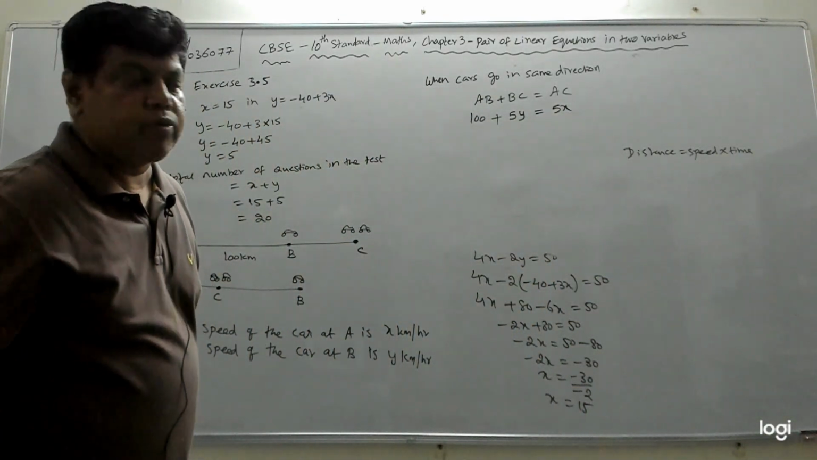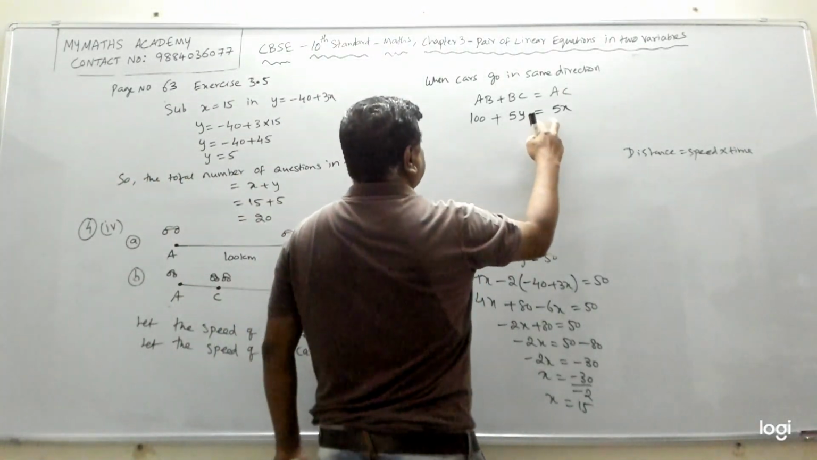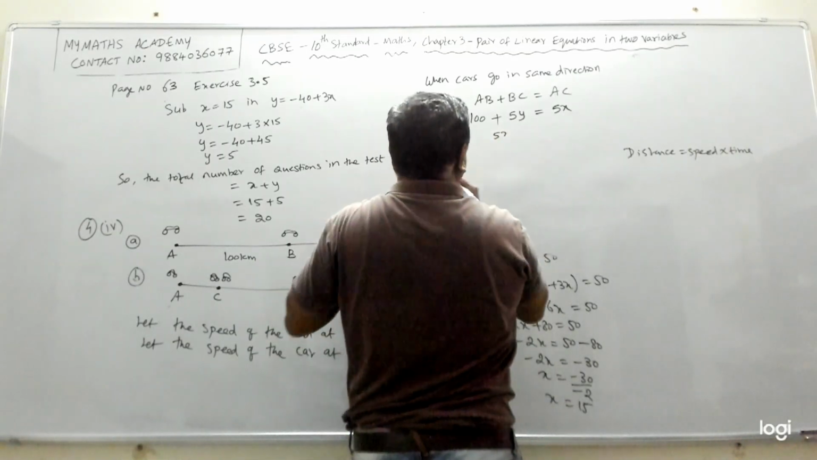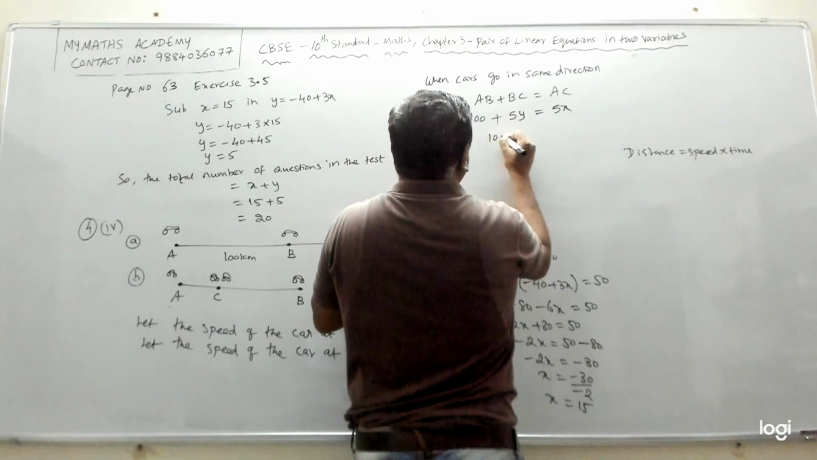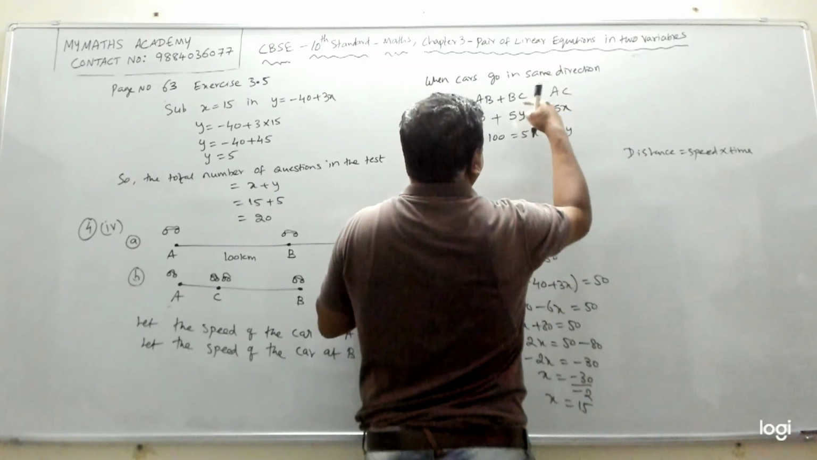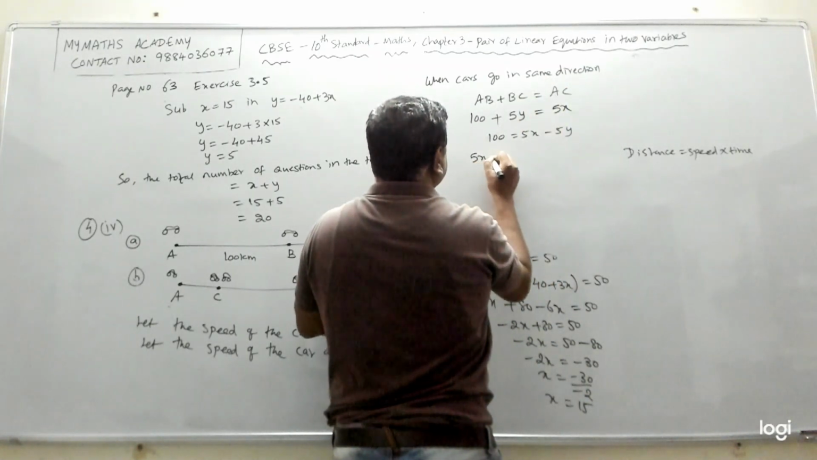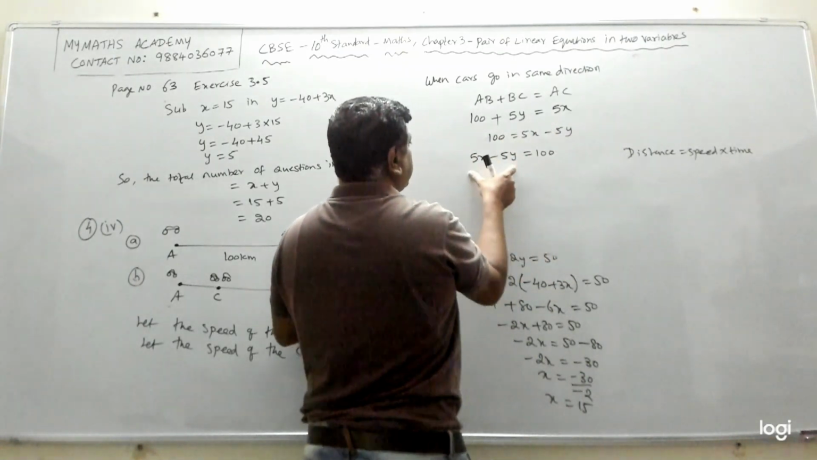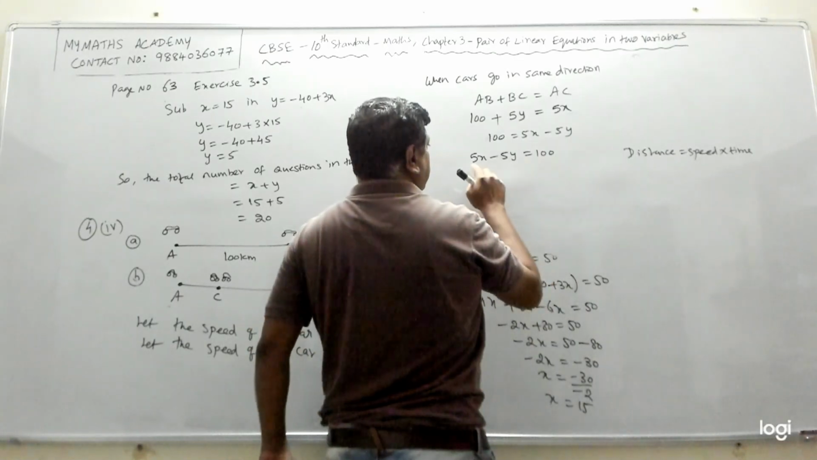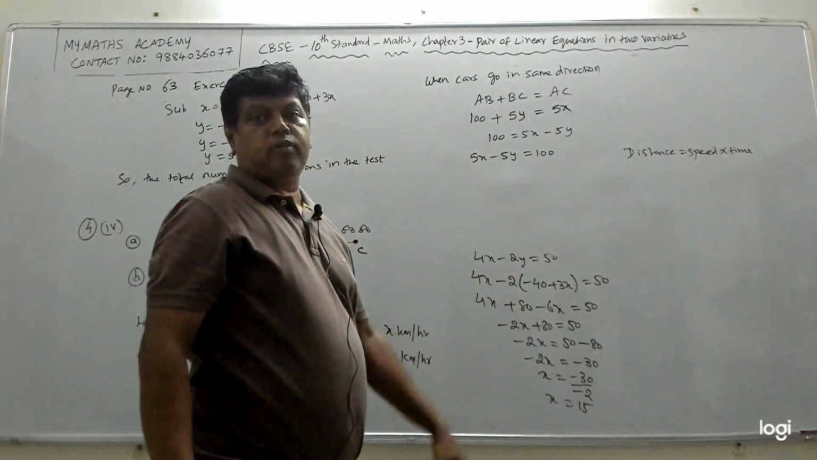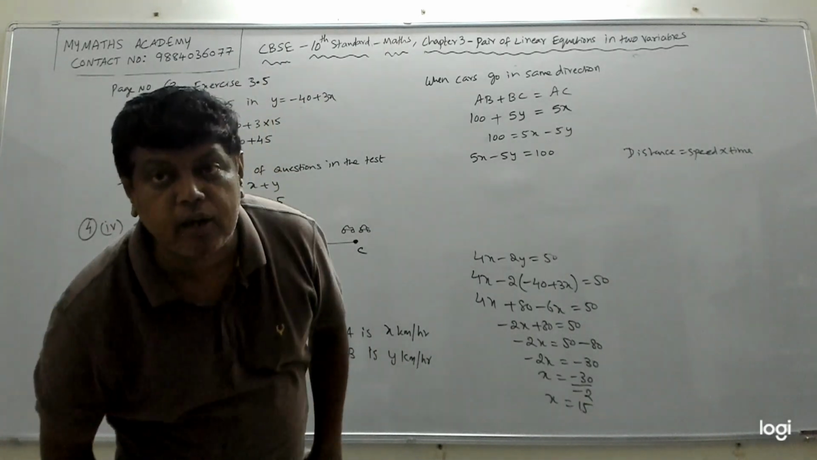Clear? So now if you rewrite this again, this 5y goes this side, then it will become 100 equal to 5x minus 5y. This 5y goes here, it will become minus 5y. Now I will write 5x minus 5y equal to 100. We can write like this also. Now all are divisible by 5.